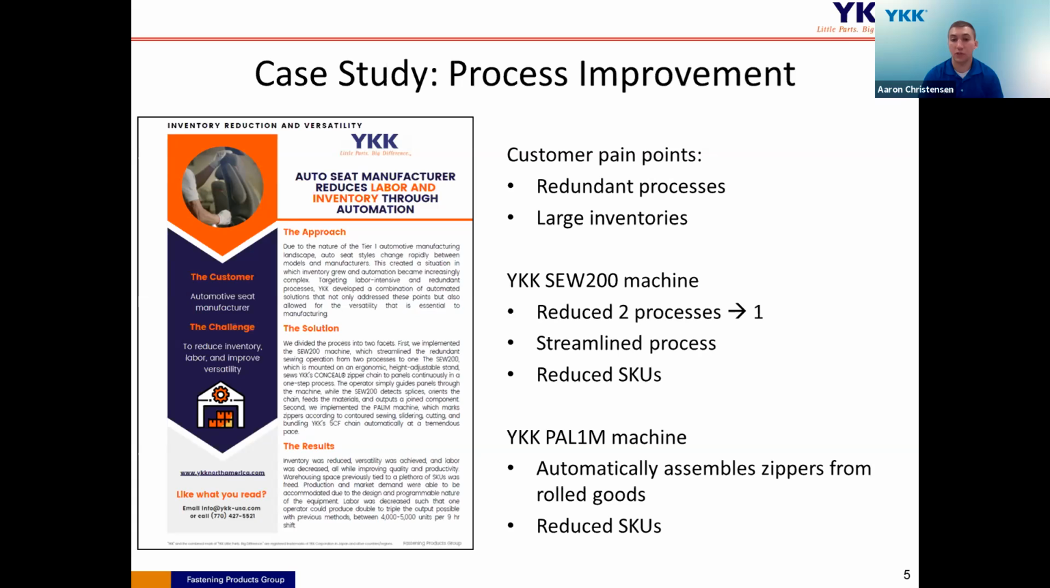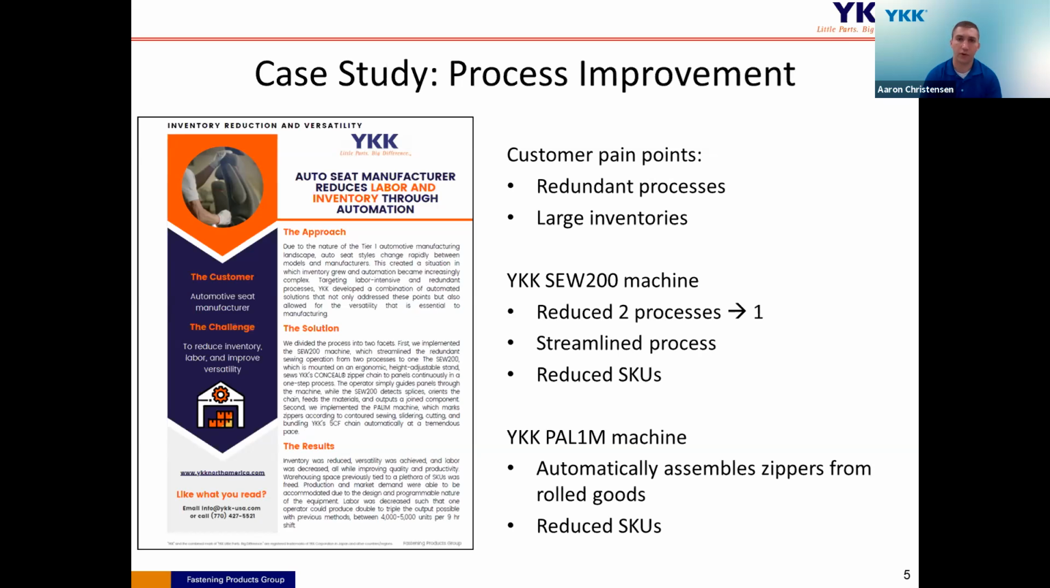The other is the YKK PAL1M machine. And this is more focused on reducing inventory and SKUs. So this machine, again, takes continuous zipper, and it's not a sewing operation, but if you're not using a continuous system, you need to have your zipper cut to length. And that's what this machine does. So it'll take sliders, it'll take continuous chain, you feed them both into the machine, and it spits out bundles of cut zippers. So that's the way your process is set up. We have a solution there as well.